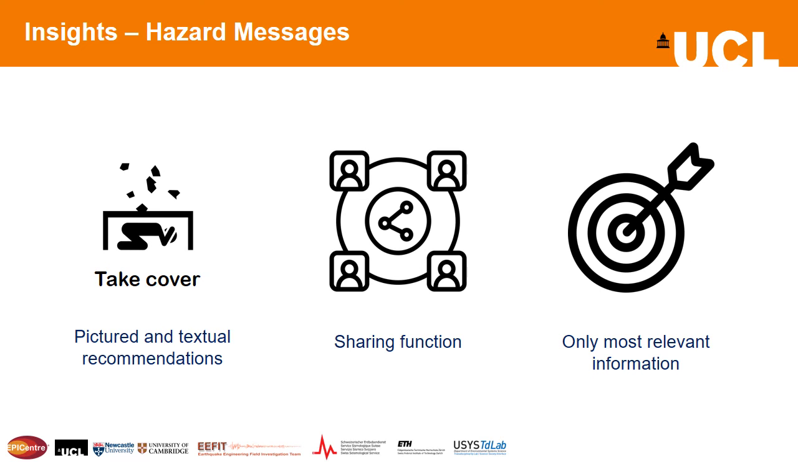Regarding the hazard messages, people prefer to have pictured and textual behavior recommendations, and especially pictograms trigger them to take action. Then they want a sharing function, because one of their needs is to inform and warn their relatives and friends, and therefore an integrated sharing function is needed. And then only the most relevant information should be available in the message, and all further information should be accessible via a link where the users are redirected to the official websites with the more in-depth information.